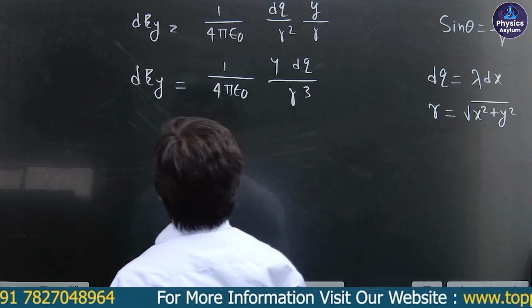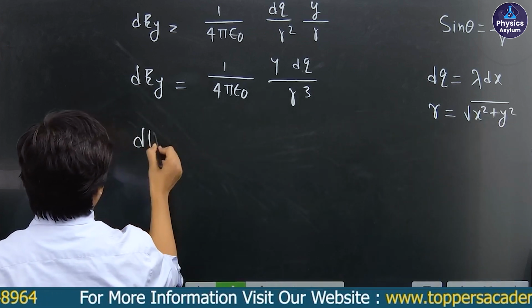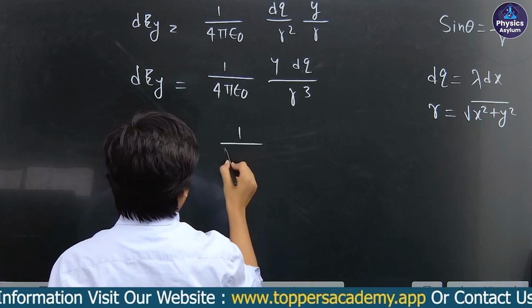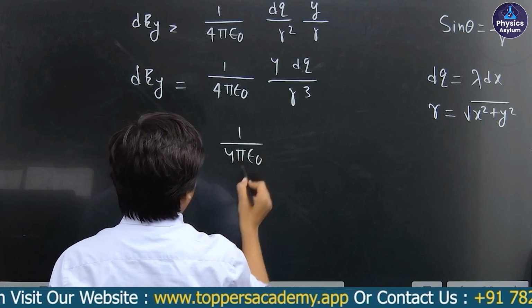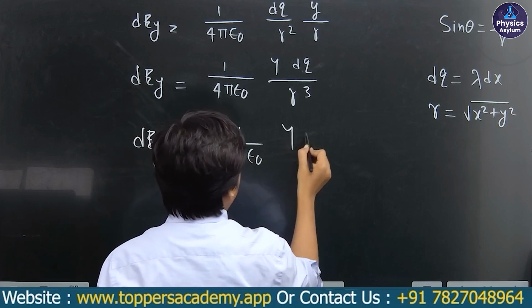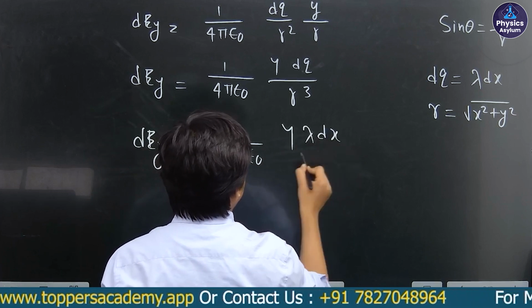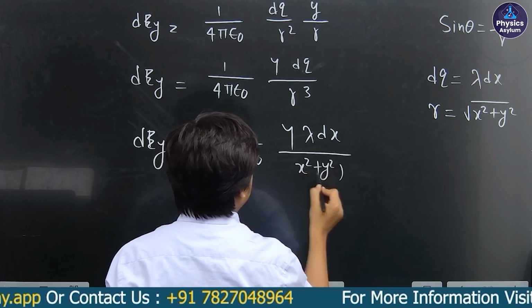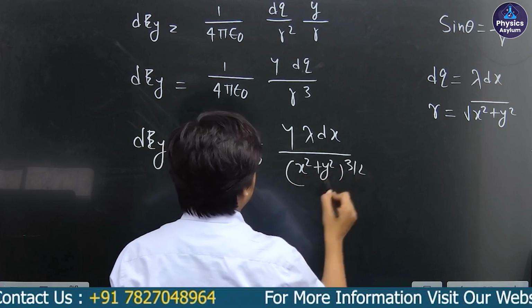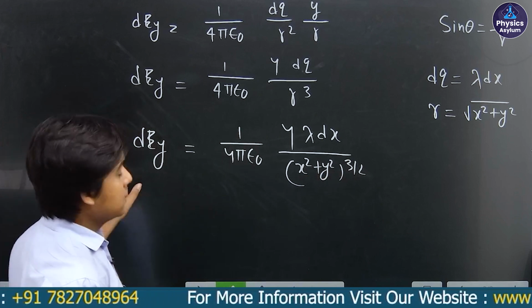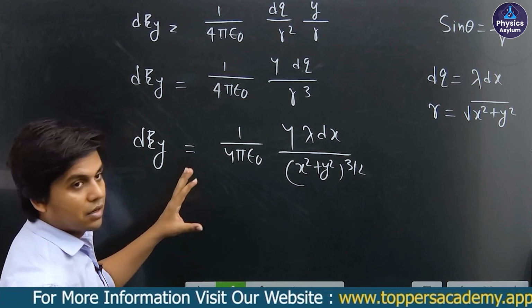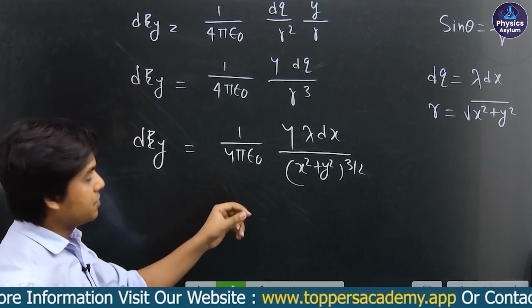So from here I can write that this dEy will be equal to 1 over 4 pi epsilon naught, y lambda dx divided by x square plus y square raised to the power 3 by 2. That will be the electric field in the y direction due to that small charge element.